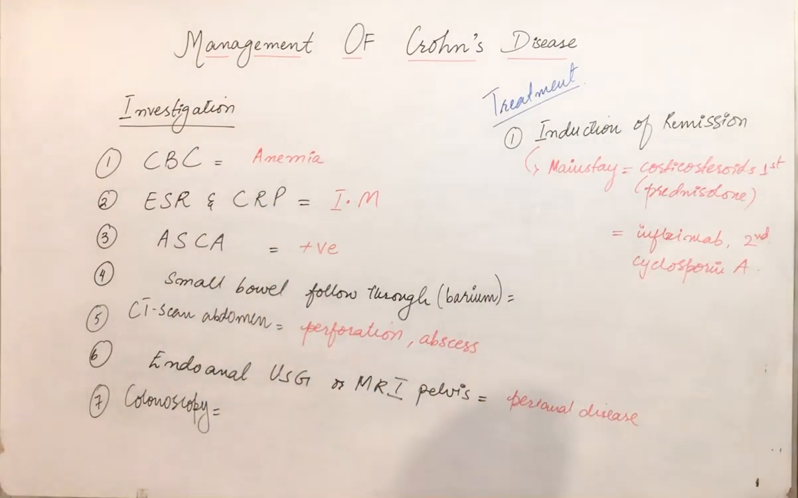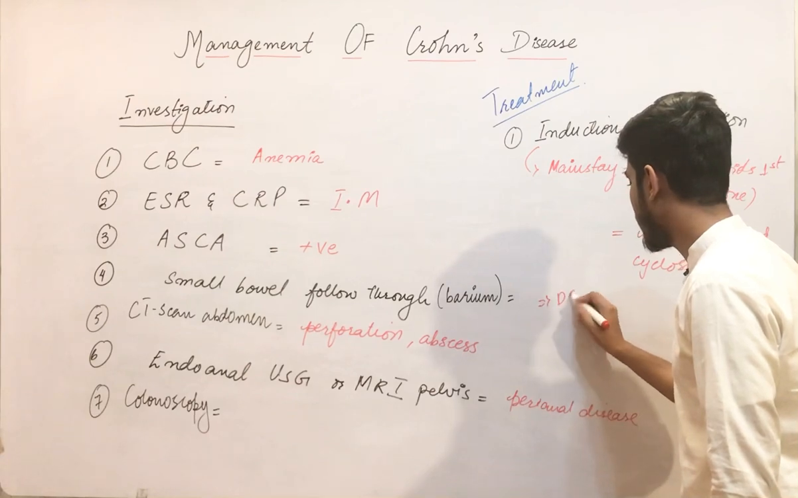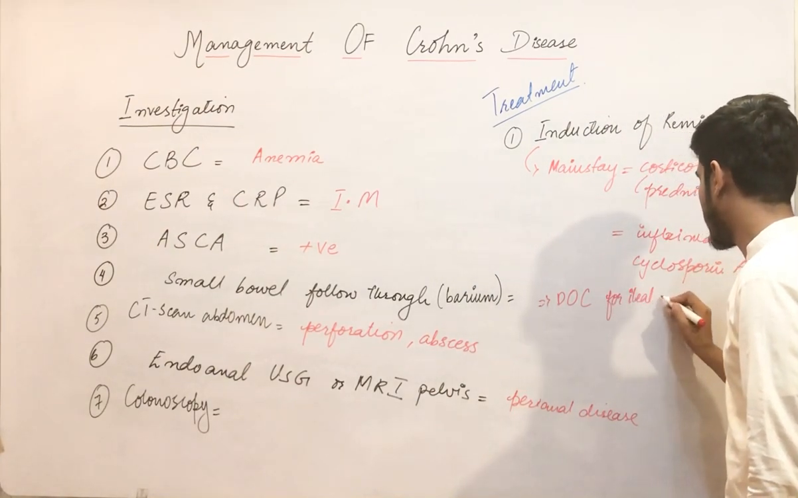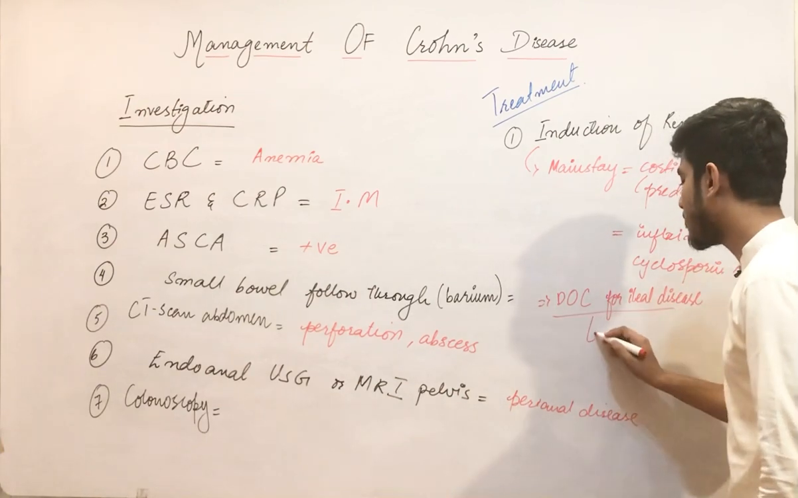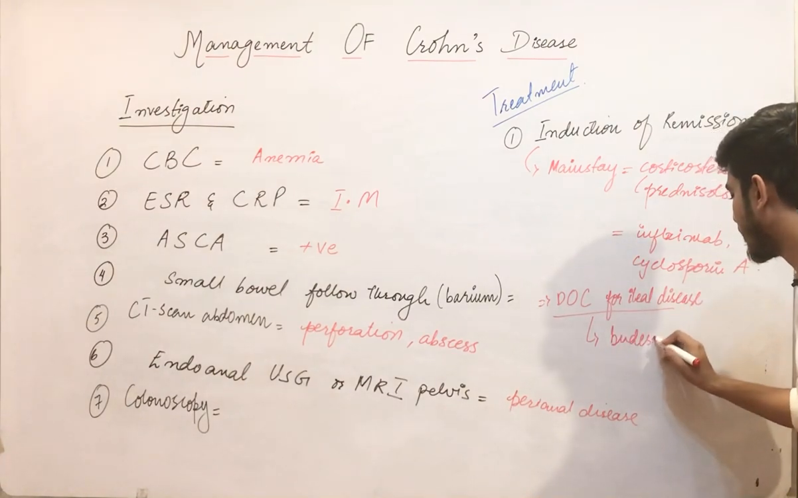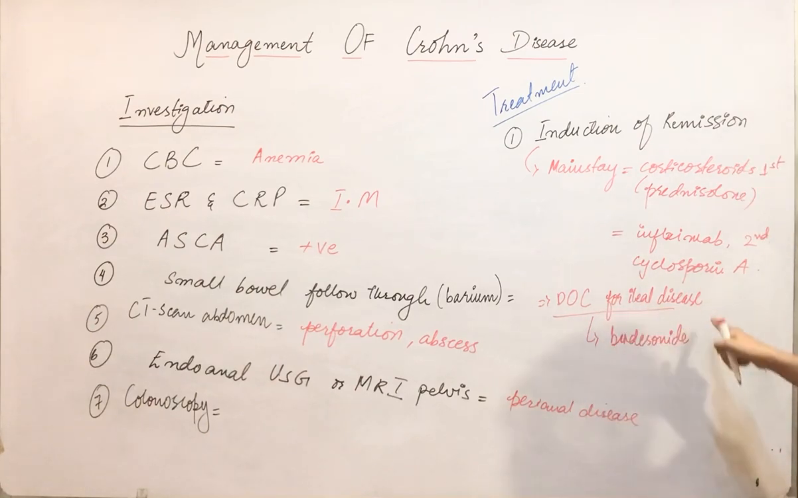Now one thing more here. If the patient is coming to you and you have diagnosed that he has Crohn's disease involving the ileal portion, ileum means involving the ileum, so the drug of choice for ileal Crohn's disease is also a corticosteroid, but a specific corticosteroid, that is budesonide.